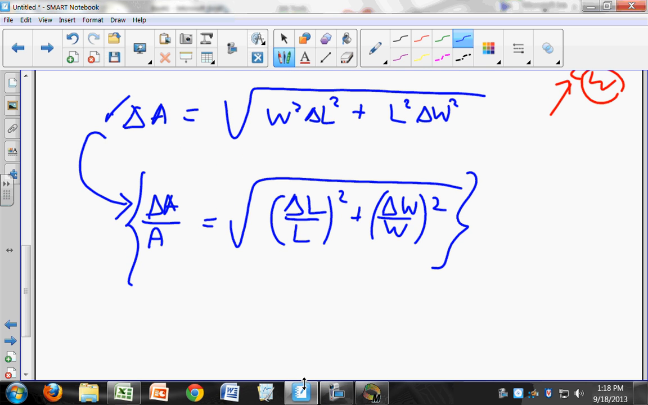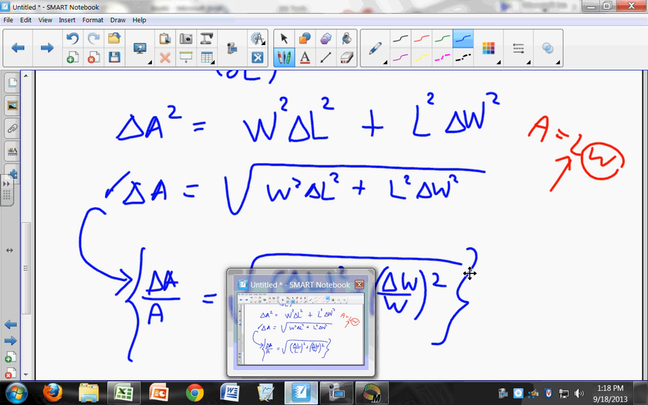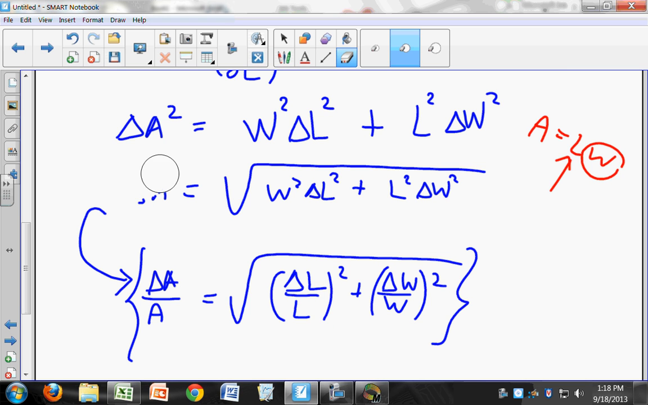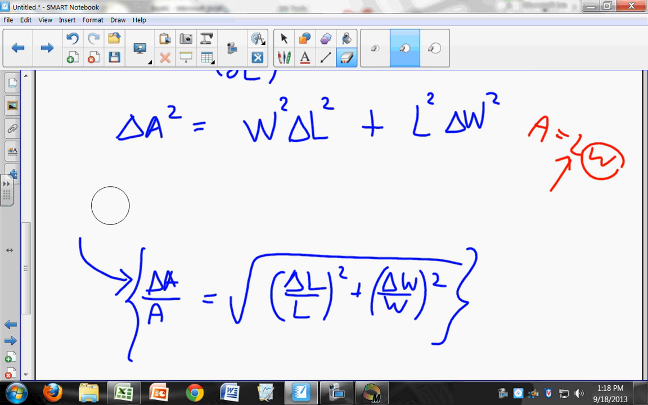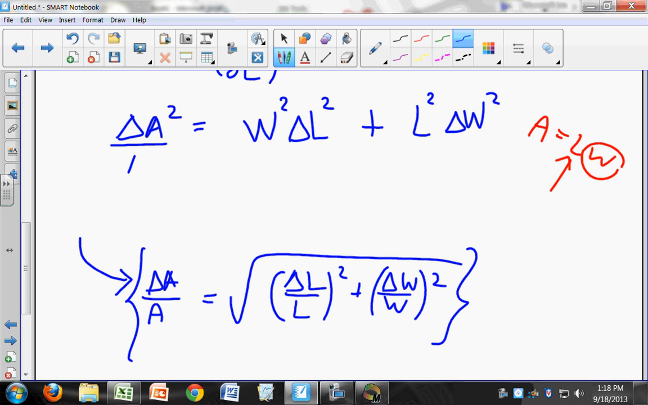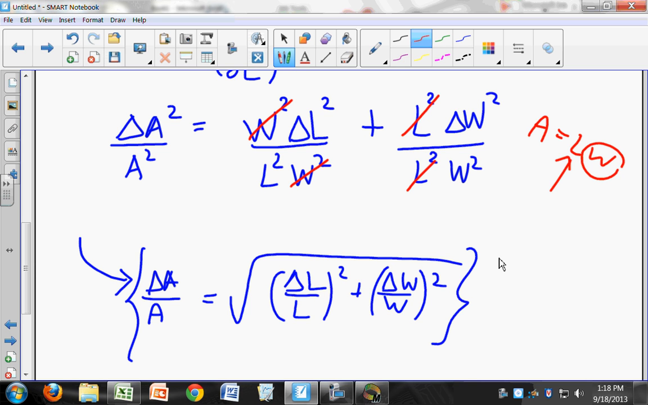Let's go back to our expression for delta A squared. Let's divide both of these by A squared. Divide by A squared, which is length squared W squared, right? And this is length squared W squared. So what happens? W squared cancels, L squared cancels, and you have the formula that you learned from your earlier courses.